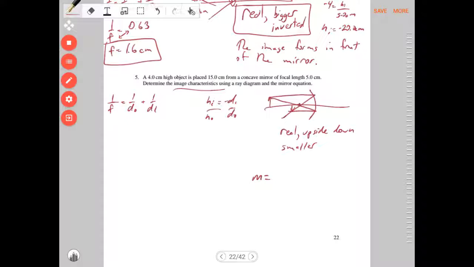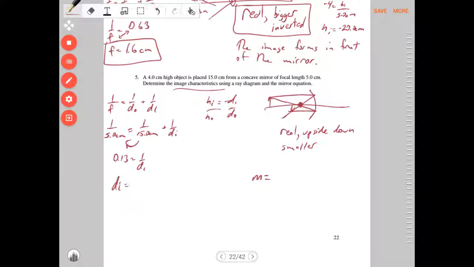So the focal length on this is going to be positive, because the focal length on a converging mirror is on the correct side of the mirror, so it's positive 5.0. So 1 over 5.0 equals 1 over do, which is 15.0 centimeters, plus 1 over di. So 1 over 5 minus 1 over 15 gives us 0.13 equals 1 over di. Whoops.